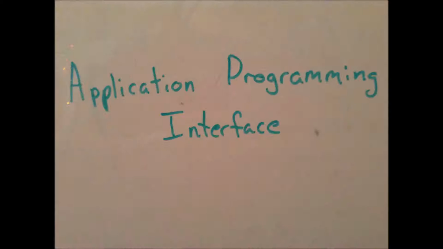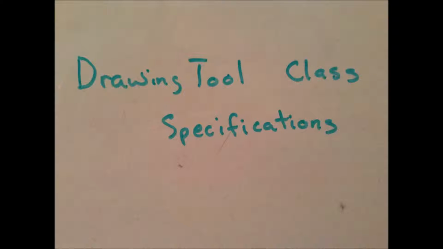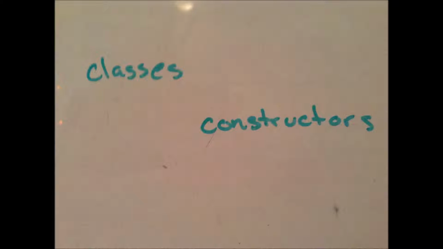API stands for Application Programming Interface and is one of the most useful tools you'll have while working with Java. APIs show exactly how to use pre-made classes. The Drawing Tool class specifications handed out in Lesson 1 is an example of a simplified API. It lists the classes and constructors so we know which methods are available.